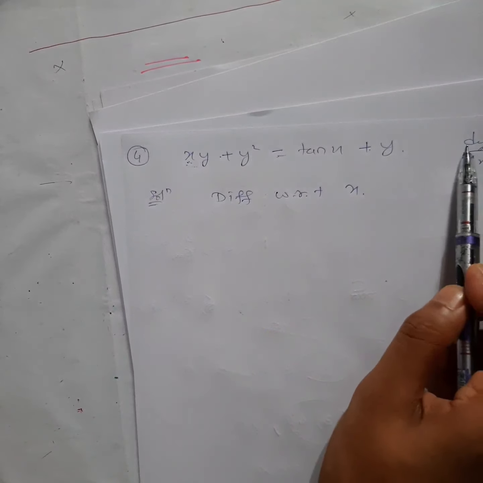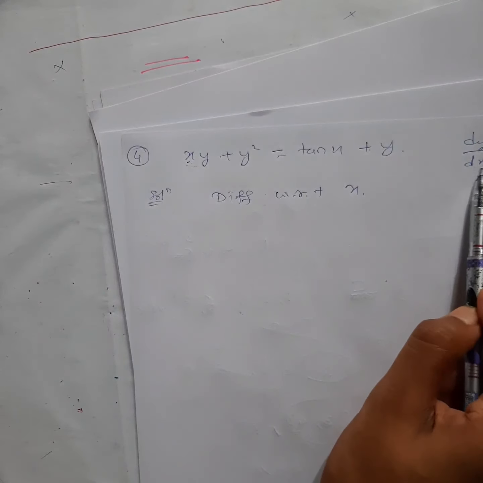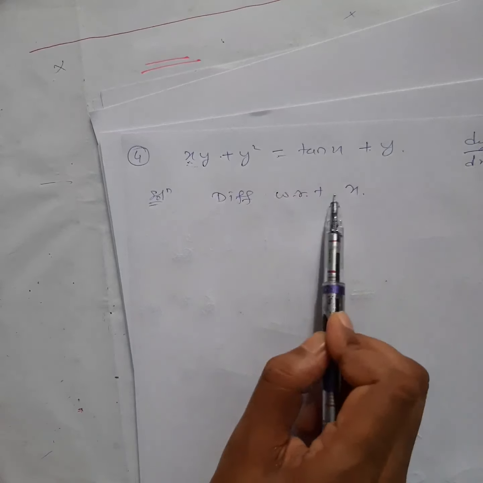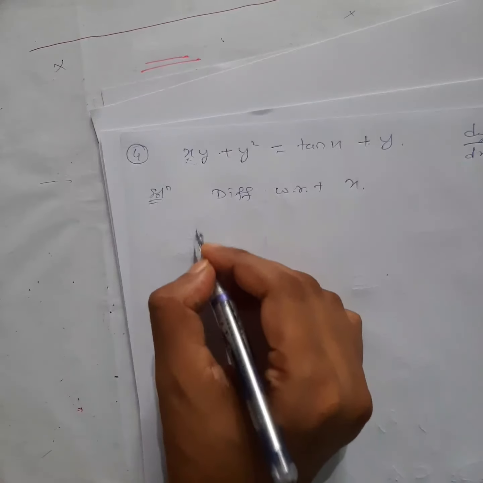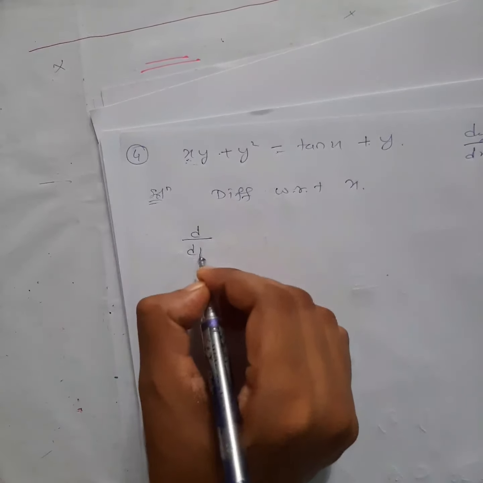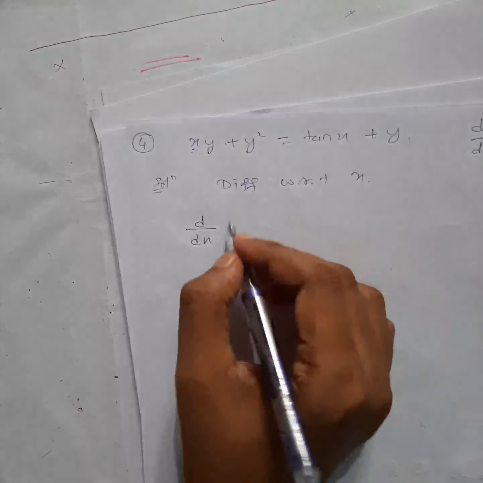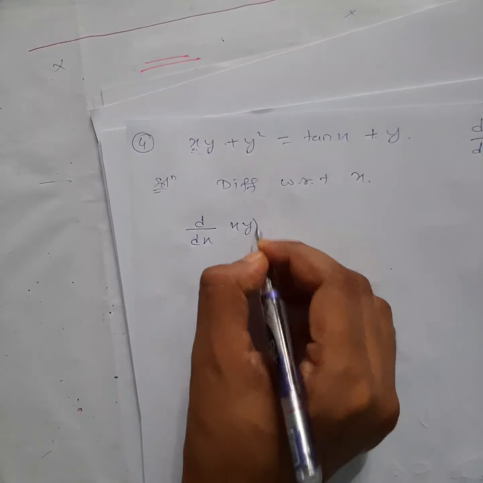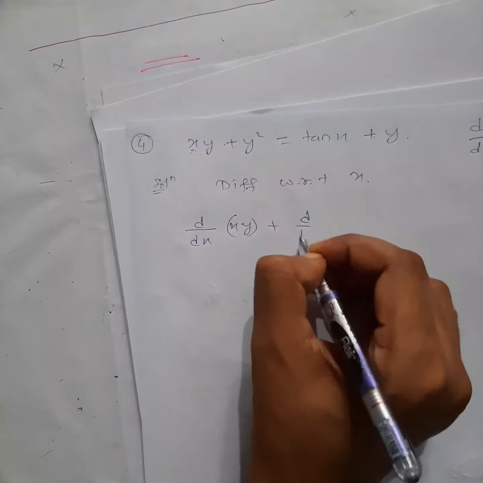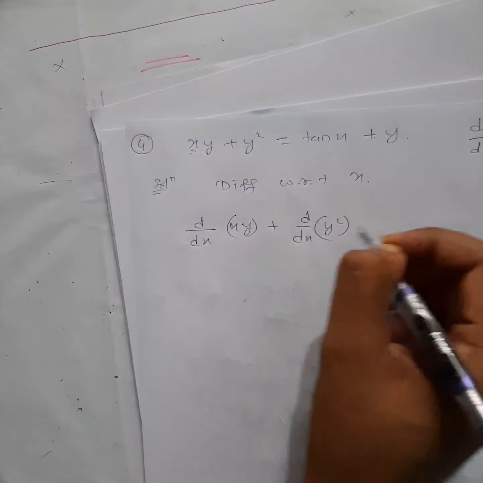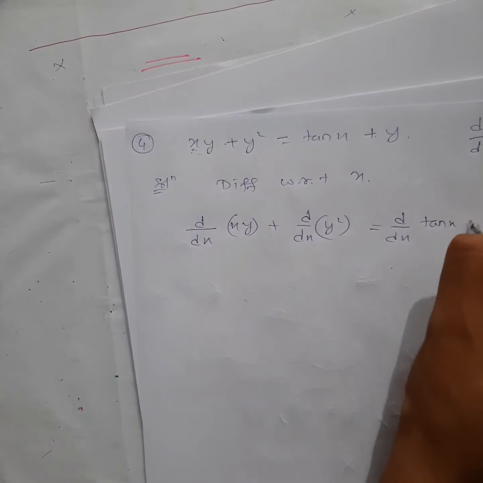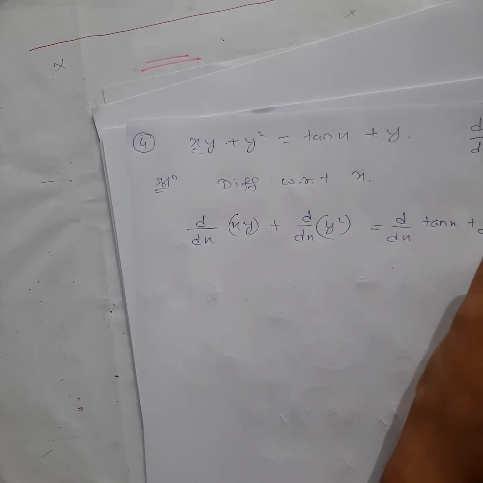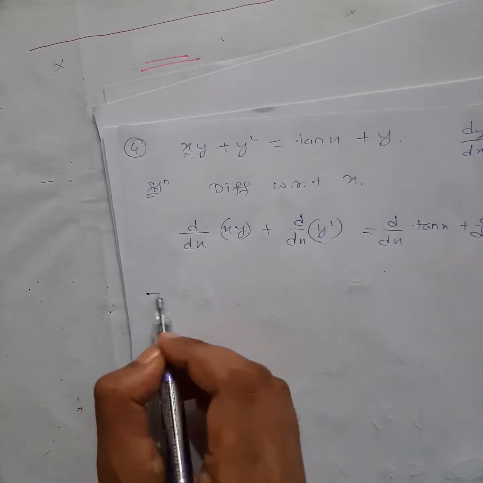Dy by dx means what? You have to differentiate the whole function with respect to x. So in an implicit function, what we used to do is differentiate the whole equation with respect to x, right? So we used to write like this: d/dx of xy plus d/dx of y square is equal to d/dx of 10x plus d/dx of y. So what will you get from here?